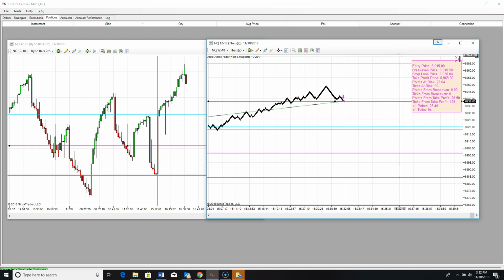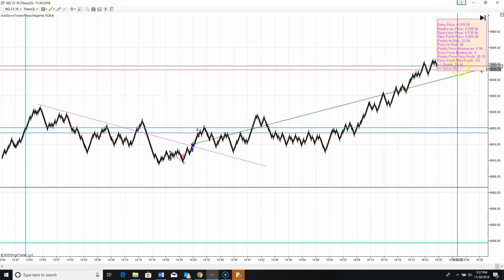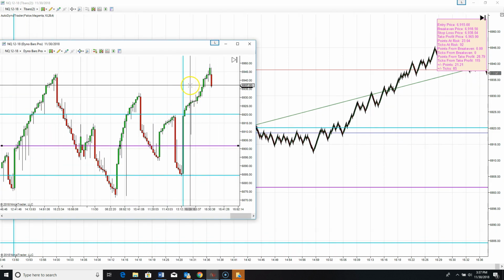Looks like she's going to get stopped. Order filled. There we go. So 23 points is what we had locked in, 23 points. So you can see we're still at 21, 20 points. Let's see what the, yeah, she's coming back down. I don't think she's getting past this area. At least not yet.